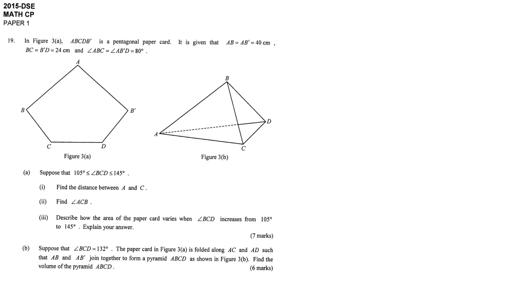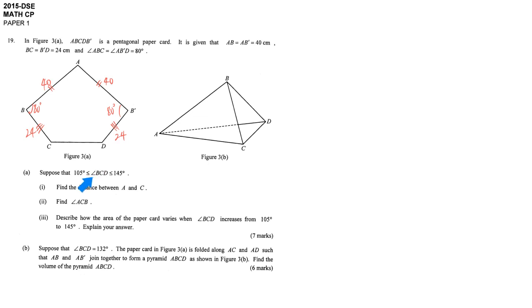In the very beginning of the question, they give lots of information about the first figure. So we just focus here, and then they say AB prime is 40, and then BC and B prime D is 24, and also angle ABC is 80 degrees and 80 degrees. So this figure is symmetric.